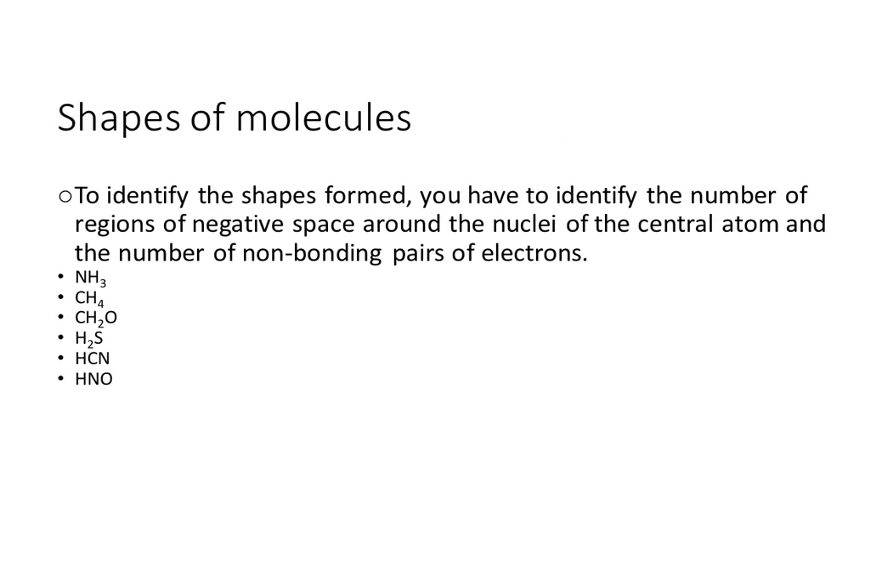To identify the shapes formed, you have to identify the number of regions of negative space around the nuclei of the central atom and the number of non-bonding pairs of electrons. So let's get started into some of these examples and we'll show what we need. So NH3 is the first example. Here we have NH3 with 3 single bonds and those two extra electrons there. Bonding pairs of electrons we'll highlight in red. Here are the bonding pairs of electrons and the non-bonding pairs of electrons.